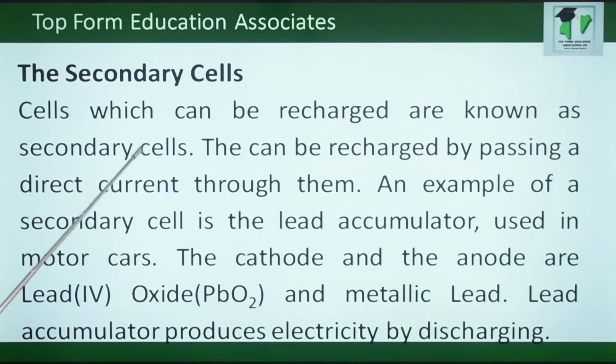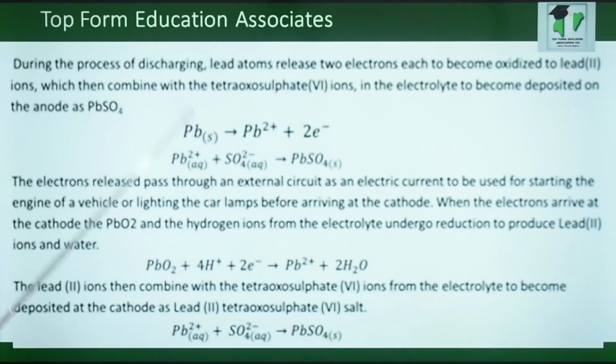The secondary cells are cells which can be recharged. They are recharged by passing a direct current through them. An example of a secondary cell is the lead accumulator used in motor cars. The cathode and the anode are lead(IV) oxide and metallic lead. Lead accumulator produces electricity by discharging.